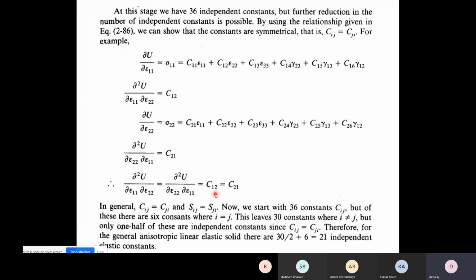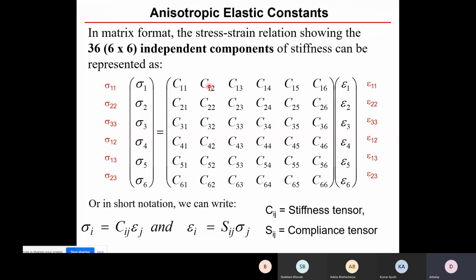So that means the 36-term stiffness tensor that you get has C12 equal to C21, C13 equal to C31. That means it is also a symmetrical tensor. The elastic tensor will also be symmetrical. So if it is a symmetrical tensor, how many independent values do you need to know? It is symmetrical with respect to the diagonal 11, 22, 33, 44, 55, 66, which you must know. And then how many values do you need to know to represent the entire tensor?